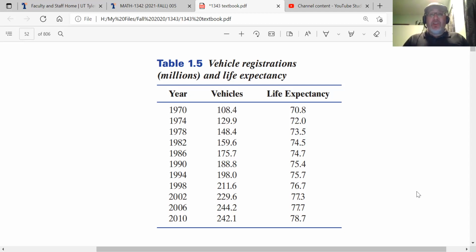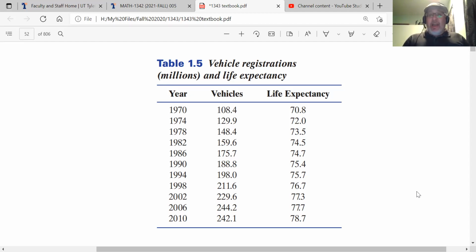And we have these registration numbers and life expectancies for years from 1970. It looks like it's going up by 4 years, all the way to 2010. What do you notice about each column? The vehicles and the life expectancy. They both seem to be going up.